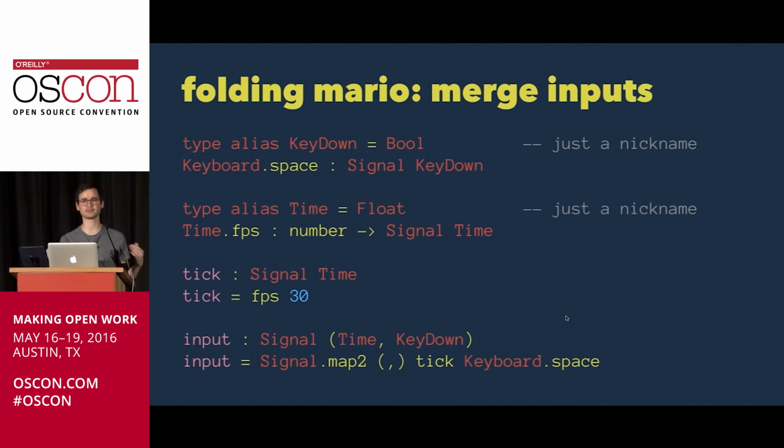And what we can do is combine them into a single signal using this special map2, which takes in 2 signals and can zip them together into a pair. So our signal is going to be, instead of one or the other, a pair that has both the time and whether the spacebar is being pressed. I did the same nickname thing, type aliases, so that we can more easily remember what we're talking about. So time is just a nickname for a float. The tick thing tells you how many milliseconds have passed since the last tick, and whether you're pressing the spacebar is Boolean, but we'll just call it key down.